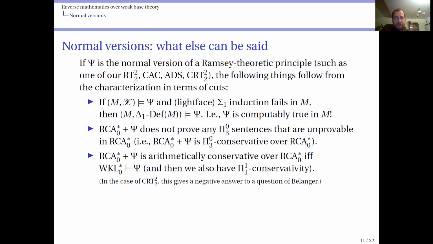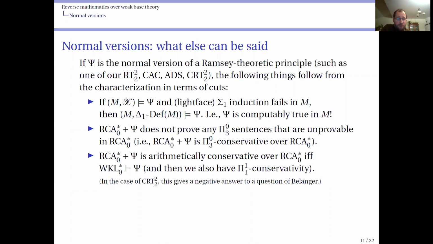So it can happen that, for instance, in models of RCA0 star, you will have situations in which all computable colorings of pairs have computable homogeneous sets. This is something that doesn't happen in the real world, by a very classical theorem of Jockusch's, but to prove Jockusch's theorem, it turns out you need quite a bit of induction. And if you don't have it, this might fail.